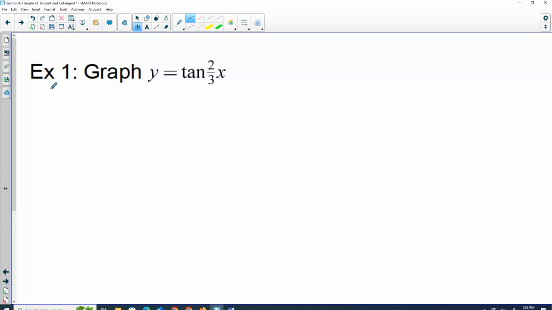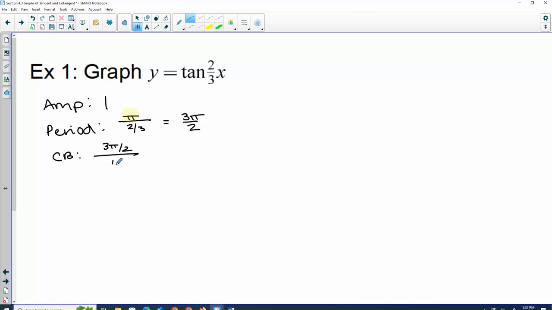So if I graph tangent of 2/3 x, amplitude, just like with sine and cosine, that's the number out in front. There's nothing there, so it's a 1. Period. You take your normal period divided by the coefficient of x. For tangent and cotangent, the normal period is pi divided by 2/3, and that's 3 pi over 2. So that is the first difference from sine and cosine. We're doing pi divided by instead of 2 pi. Count by, same idea, period divided by 4.